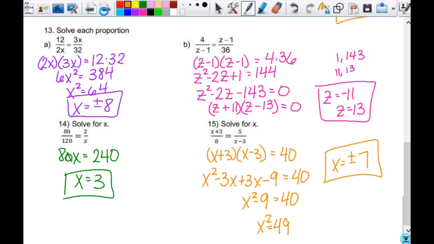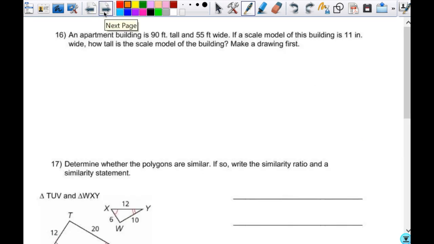All right, next page. The apartment building is 90 feet tall and 55 feet wide. The scale model of this building is 11 inches wide. How tall is the scale model of the building? Okay, it does not get much easier than this, right?